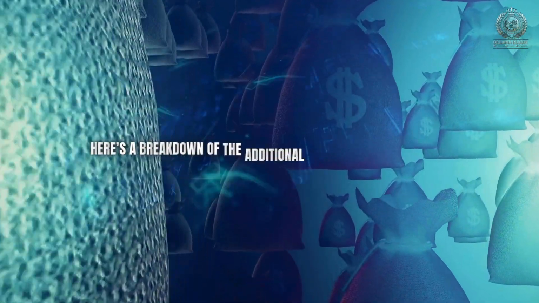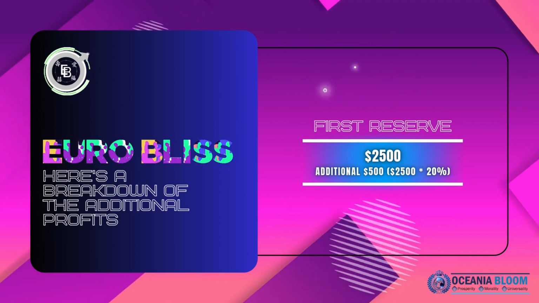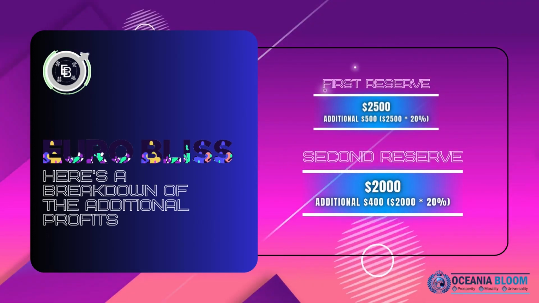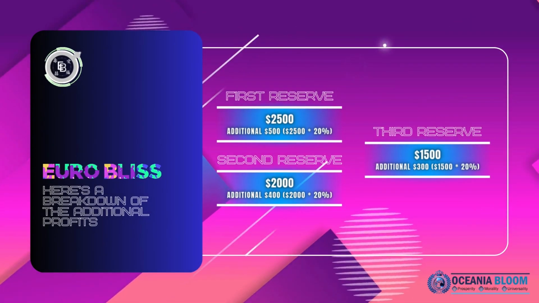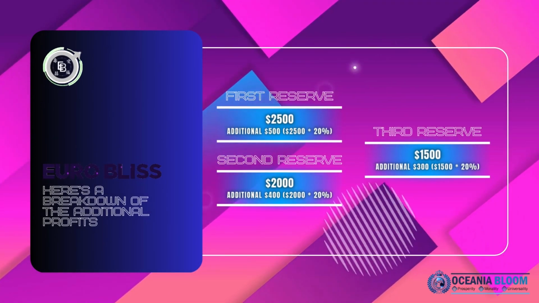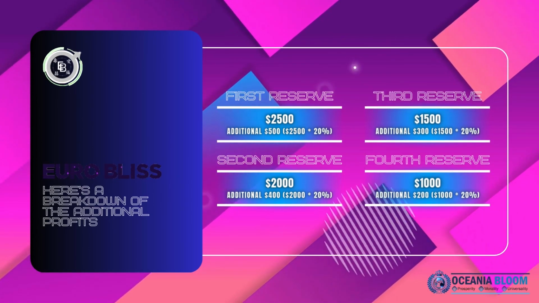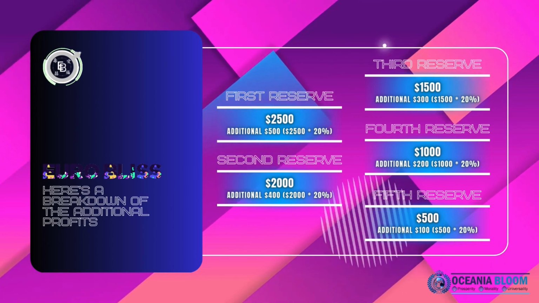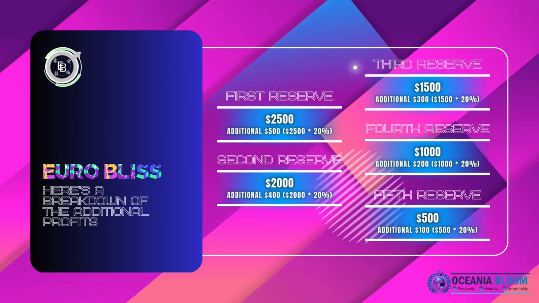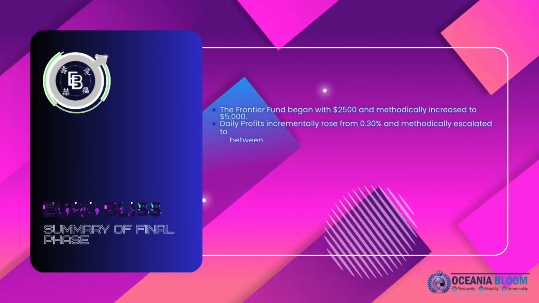Here's a breakdown of the additional profits generated by the Staging Balancing Fund at various reserved amounts. First reserve, $2,500 generates an additional $500. Second reserve, $2,000 generates an additional $400. Third reserve, $1,500 generates an additional $300. Fourth reserve, $1,000 generates an additional $200. Fifth reserve, $500 generates an additional $100. In total, the Staging Balancing Fund has produced an additional profit of $1,500.